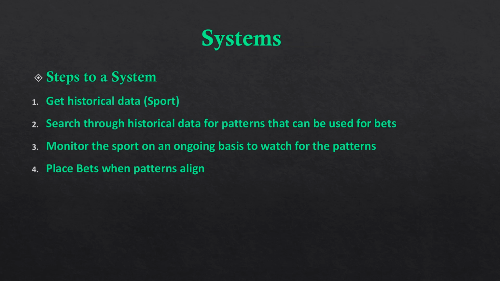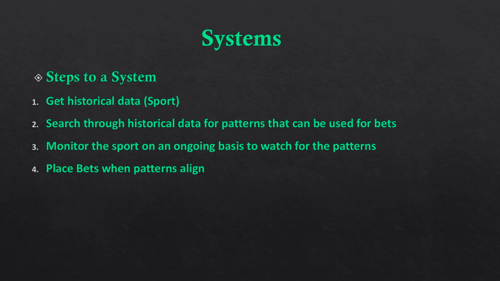So first we're going to cover systems. Remember, systems are patterns of events that can help you make a better guess about the result of an event. So it looks at things like the past performance of each team, the weather, who's playing, and all the special effects that could affect the outcome of a game. But remember, they're not specific to a particular team or player.